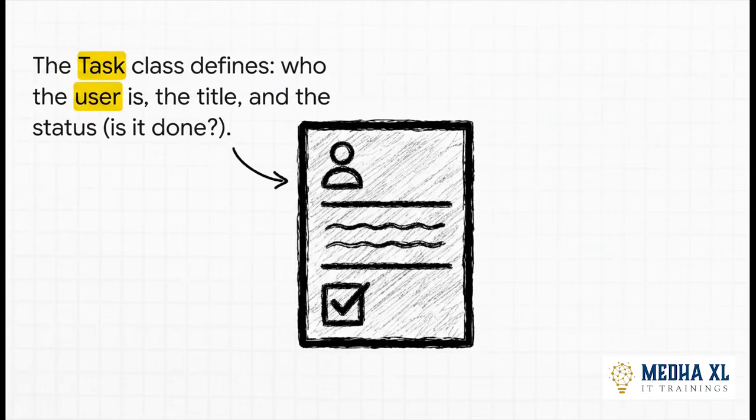For our task manager, the blueprint is actually really straightforward. Every single task in our database just needs to know three basic things. First, who does this task belong to? Second, what is the task itself? The title. And third, what's its status? Is it still pending or is it done? This simple little class defines that entire structure.